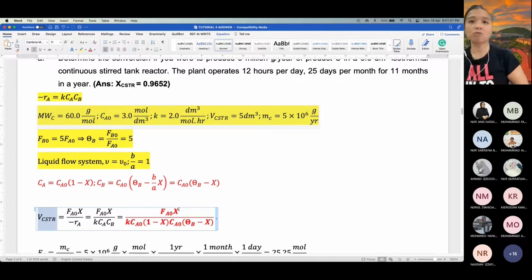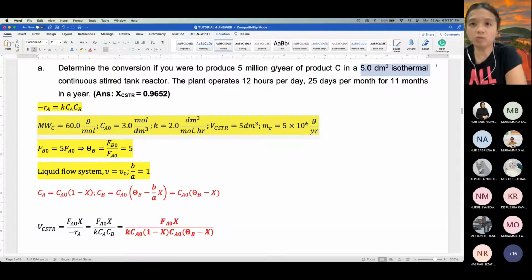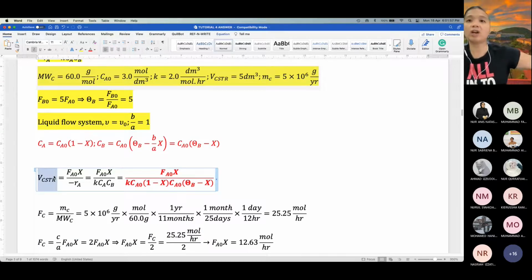Okay, apa yang kita perlu tahu? Okay, so first of all, volume CSTR. Sebelah kiri volume CSTR. So kamu tengok balik information yang kamu dah proses. Adakah kita diberi volume? So VI given the volume. So the volume is 5 dm cube. So belah kiri volume reactor saya dah tahu 5 dm cube. So belah kiri saya dah solve. I already solve the unknown for the left hand side.